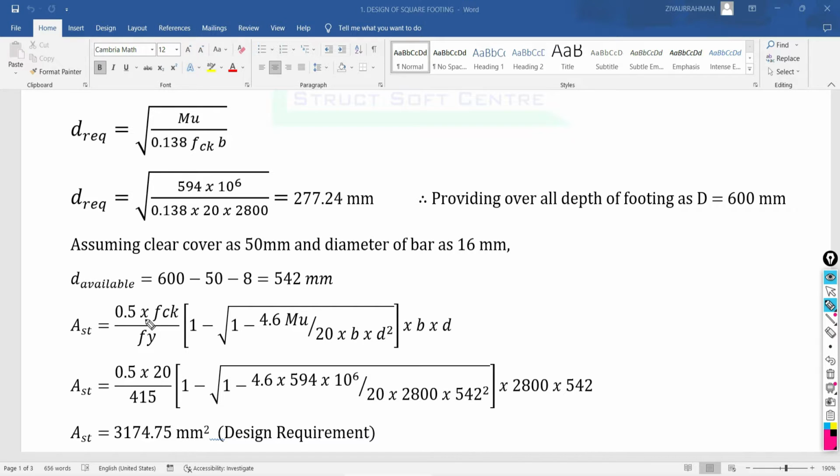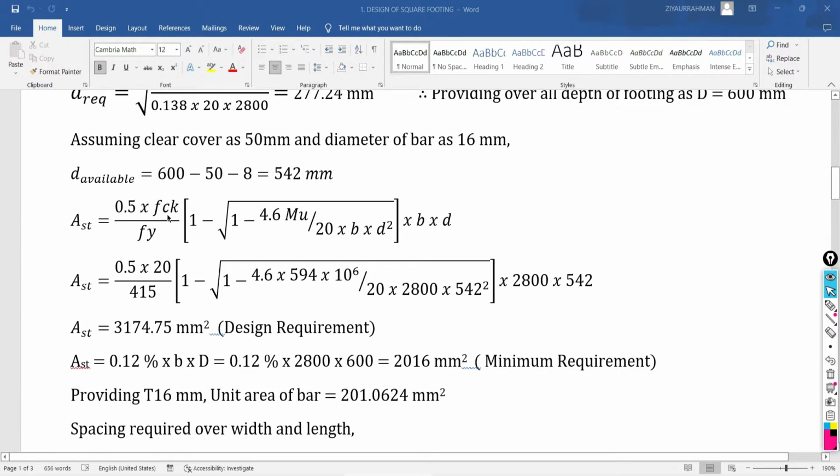Now the formula for calculating the area of reinforcement required will equal to 0.5 fck divided by fy, inside bracket 1 minus square root of 1 minus 4.6 into ultimate moment divided by fck, the characteristic strength of your concrete, which is already written as 20, multiplied by width, that we have considered for the calculation of the moment, multiplied by effective depth square available, multiplied by width and depth.